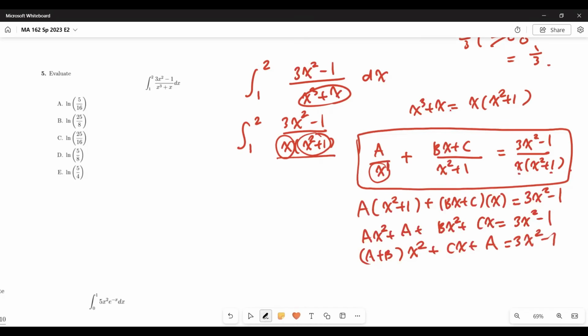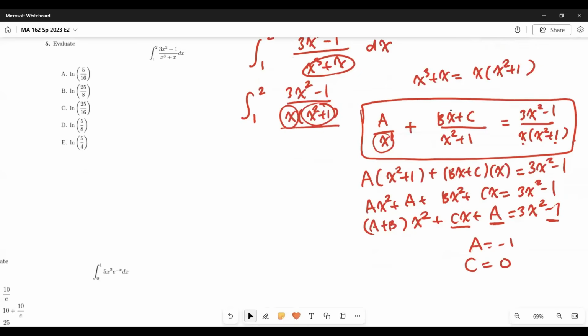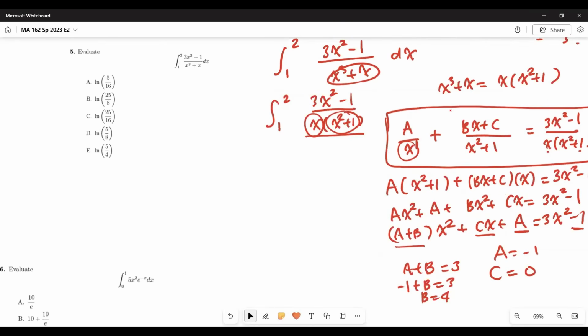So our a is negative 1 because it's the constant term, it has to be. So c, we don't have an x term, so c will be 0. Cool. And then a plus b has to equal 3. And we know a is negative 1. Negative 1 plus b is 3, so b is 4. Cool, cool. So we can write this as negative 1 over x plus 4x over x squared plus 1, where c is already 0, so we don't have to write it.